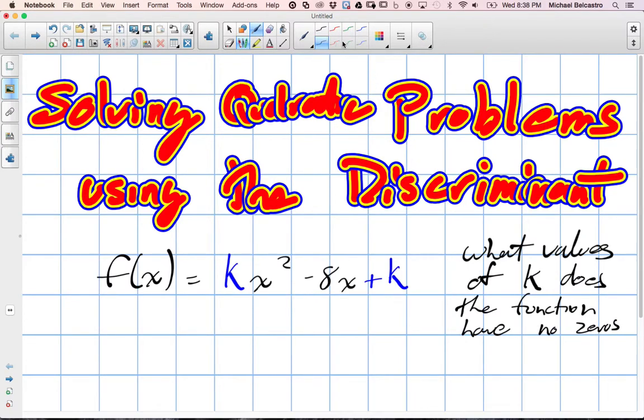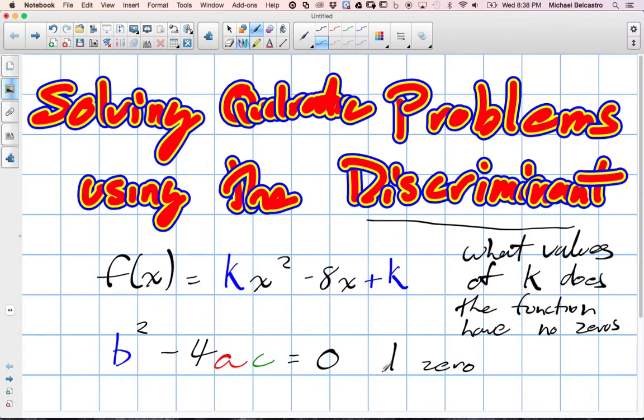In order to tell if something has zeros or not, we tend to use b squared minus 4 times a times c. This is known as the discriminant. What it says is, if this is equal to 0, then there is one root or x-intercept, so we'll call it 1 zero. It's a little confusing. If it's equal to 0, there's 1 zero. If it is greater than 0, then there are 2 zeros.